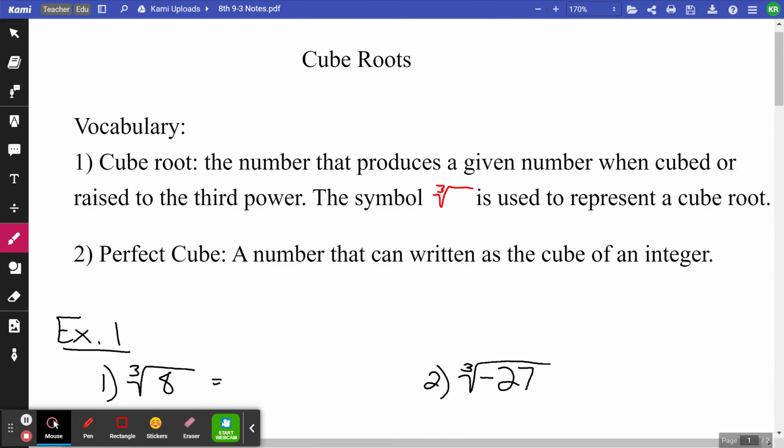This goes with lesson 8, 8th grade 9-3 on cube roots. So here's 2 vocabulary words at the beginning. Please copy those down.